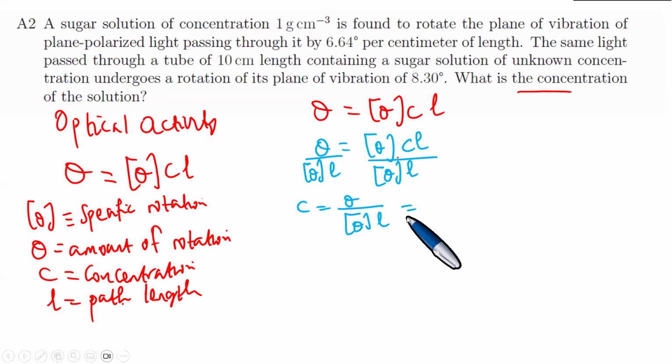I want us to look at this, because the sugar solution of concentration 1 gram per cubic centimeter is found to rotate the plane of vibration of polarized light passing through it by 6.64 degrees per centimeter. Let us pause to reason what this means here.